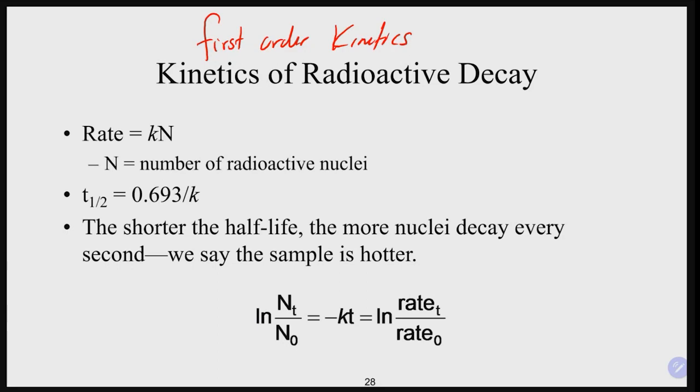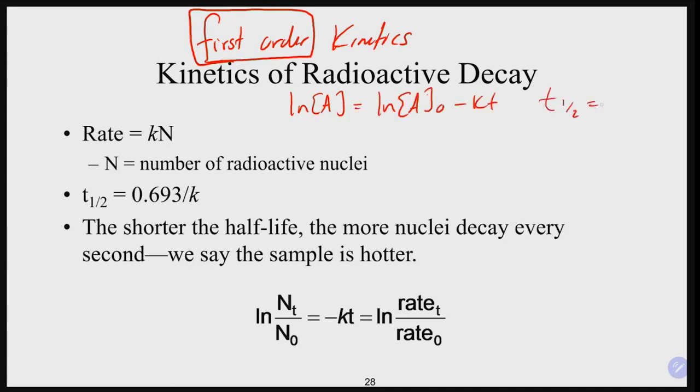They will use some different symbols sometimes because it's nuclear chemistry, but it ultimately is the same two equations. To remind everybody about the two equations for first order kinetics: the natural log of A is equal to the natural log of A naught minus kt, where the half-life is the natural log of 2 divided by k, which is the rate constant.